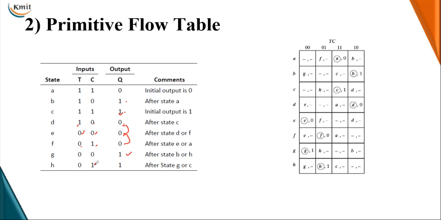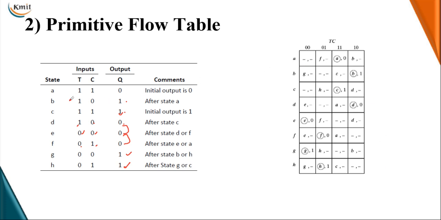Next, the clock is 1. When clock is 1, T input is 0. Output of your flip-flop is 1. So let me mention this state table. Using this state table, let me draw the primitive flow table.